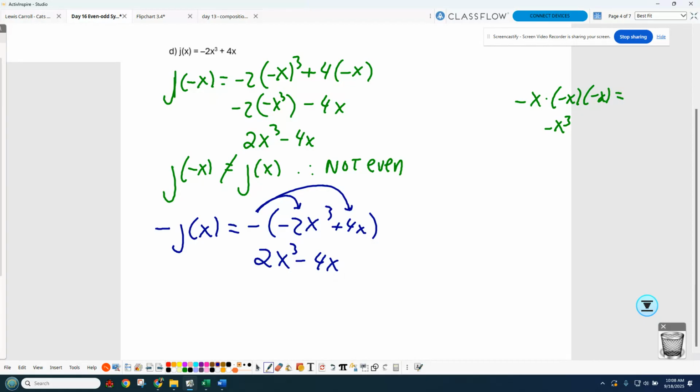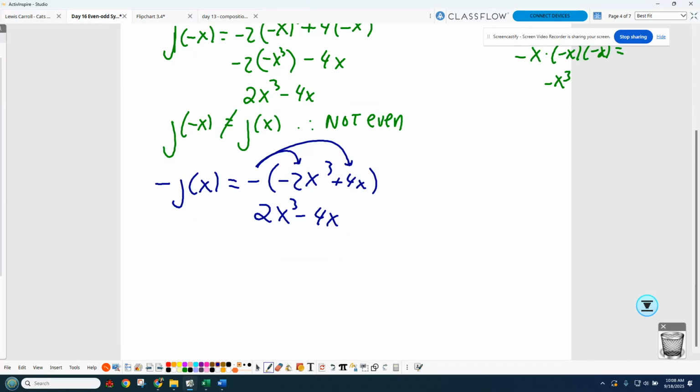So then, Noah, does j of negative x equal negative j of x? Here's that one, and here's this one. Do they equal each other? Exactly. So 2x cubed minus 4x, 2x cubed minus 4x. So what does that mean? That it's odd.